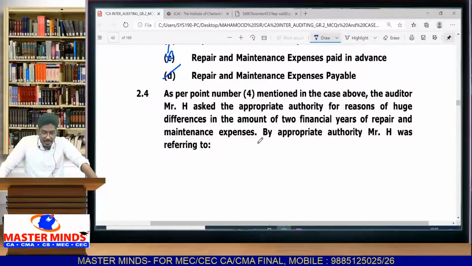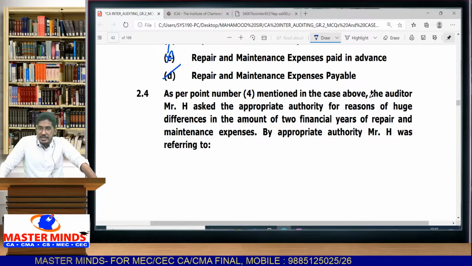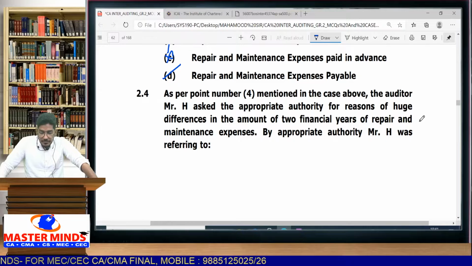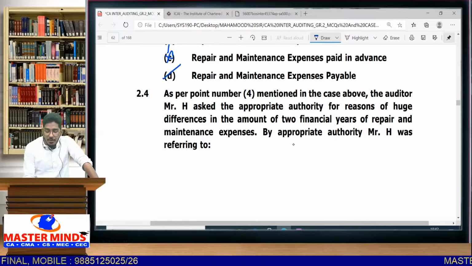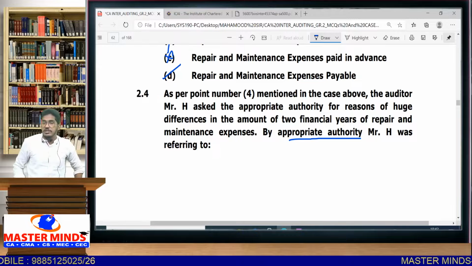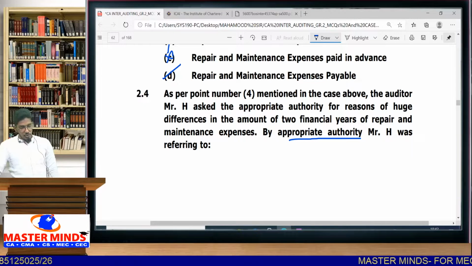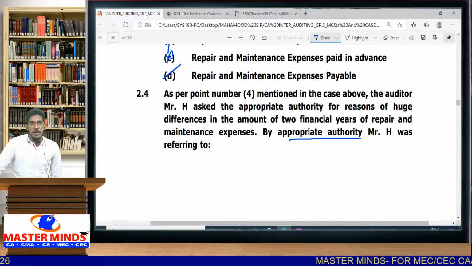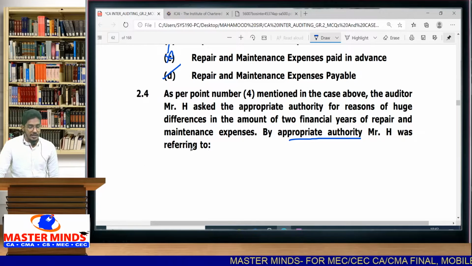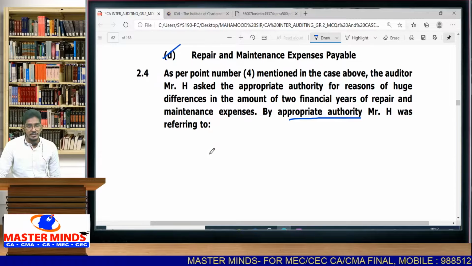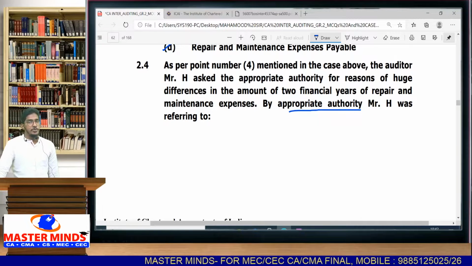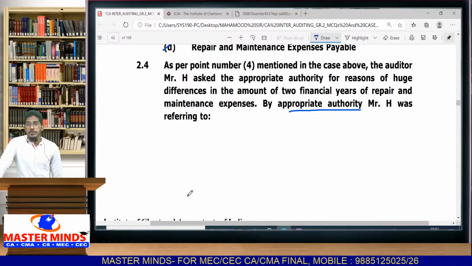2.4. As per point number 4 mentioned in the case above, the auditor Mr. H asked the appropriate authority for reasons of huge differences in the amounts of 2 financial years of repair and maintenance expenses. By appropriate authority, Mr. H was referring to... See, you are telling to appropriate authority, he will question what are the reasons for the differences. Now, who is the appropriate authority? Who is the appropriate authority here? When you say auditor is communicating to appropriate authority, what do you mean by appropriate authority?